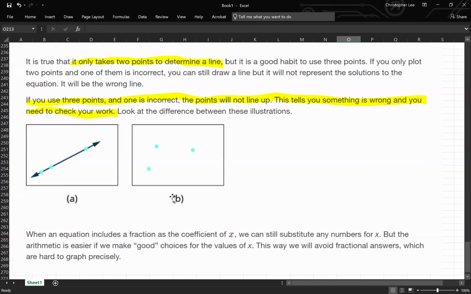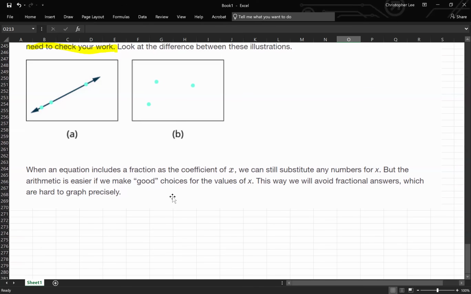Let's see. When an equation includes a fraction as a coefficient of x, we can still substitute any number for x, but the arithmetic is easier if we make good choices for the value of x. This way we can avoid fractional answers, which are hard to graph precisely, right? So let's look at an example, shall we?